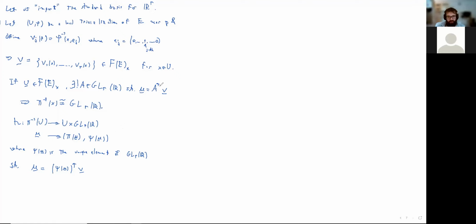So as I was saying before, this is kind of artificially saying that our V, the basis coming from the standard basis, is the identity element. Yeah, because then it just becomes V equals V and A is identity. Okay. So I'm not going to verify that this is a principal bundle.